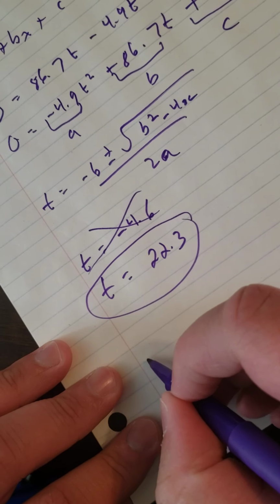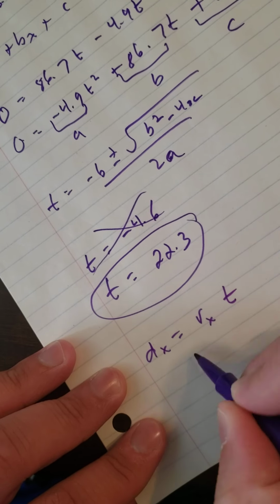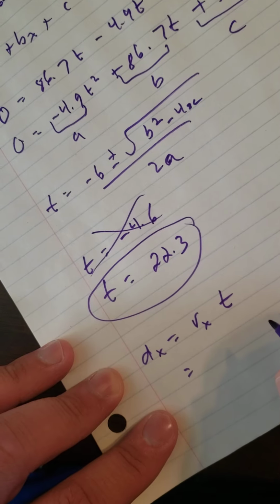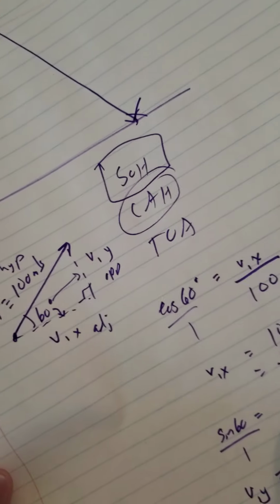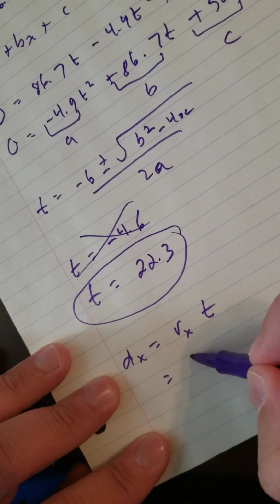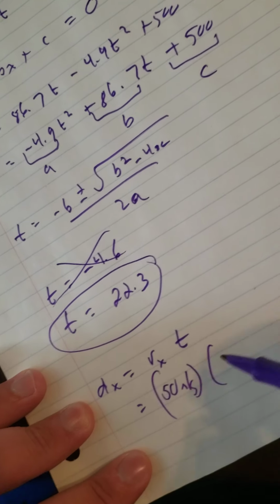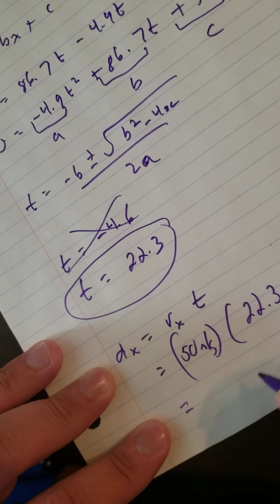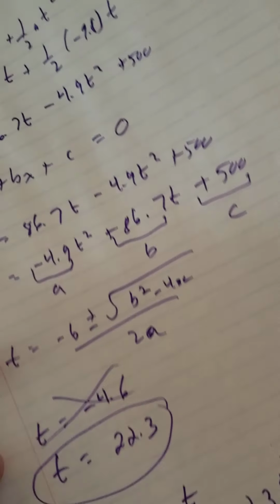Again, now, to finish off the problem, my distance is equal to my speed times my time. My horizontal speed is still, actually now it's 50. Remember, we did this calculation back here. It's 50, right? So my horizontal speed is 50 meters per second. My time now is going to be 22.3 seconds. And multiplying this together will give you how far that thing travels in this instance.